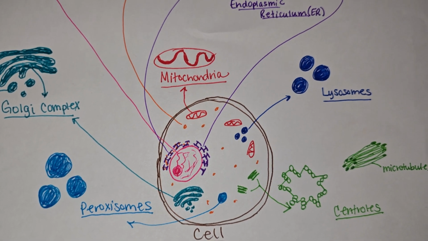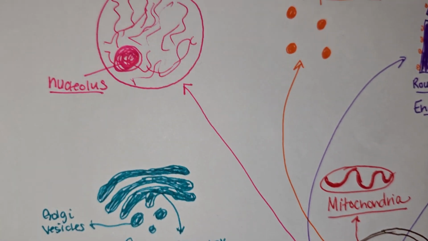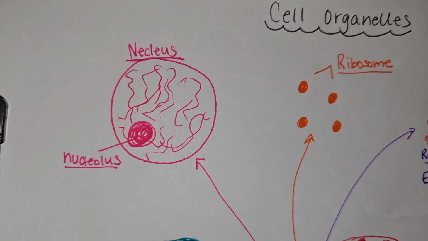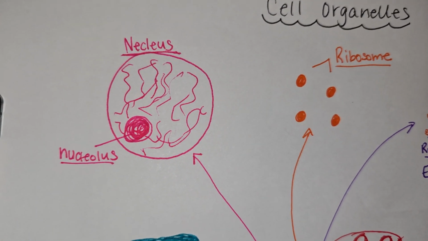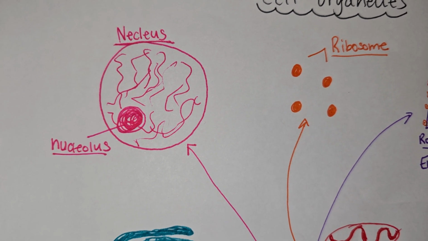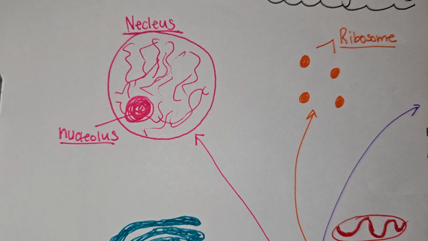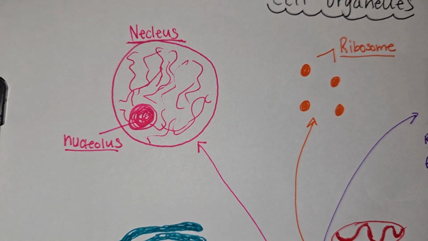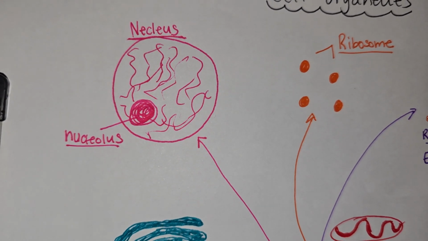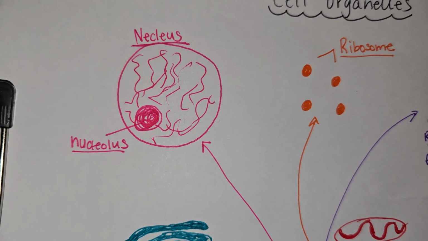The next thing is the nucleus, which you can see right here. The nucleus holds the DNA. It controls the cell activity. It's surrounded by a bilayer membrane called the nuclear envelope, and it provides the structure and framework of the nucleus.